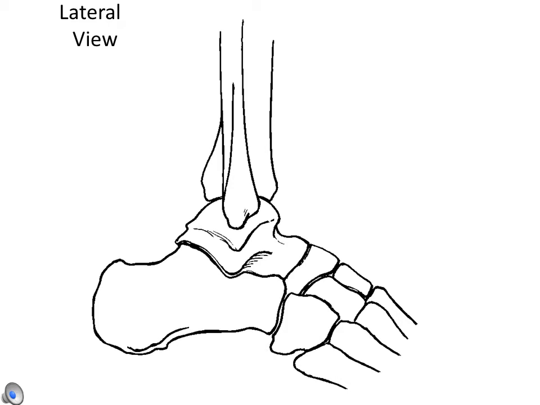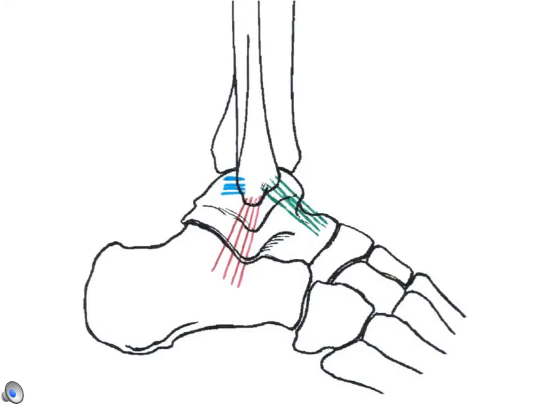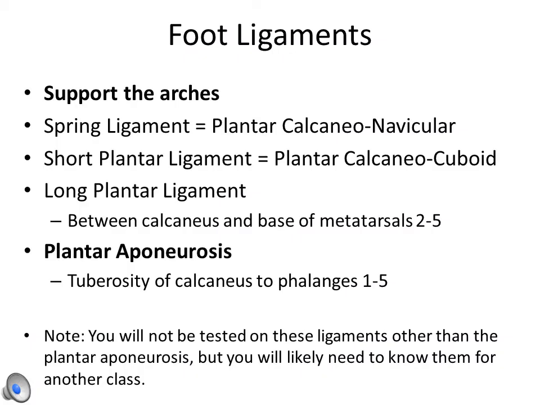The anterior talofibular ligament goes from the talus to the fibula. The calcaneofibular ligament goes from the calcaneus to the fibula. And the posterior talofibular ligament goes from the talus to the fibula. How does your drawing compare? In my drawing, the anterior talofibular ligament is in green, the calcaneofibular ligament is in red, and the posterior talofibular ligament is in blue.